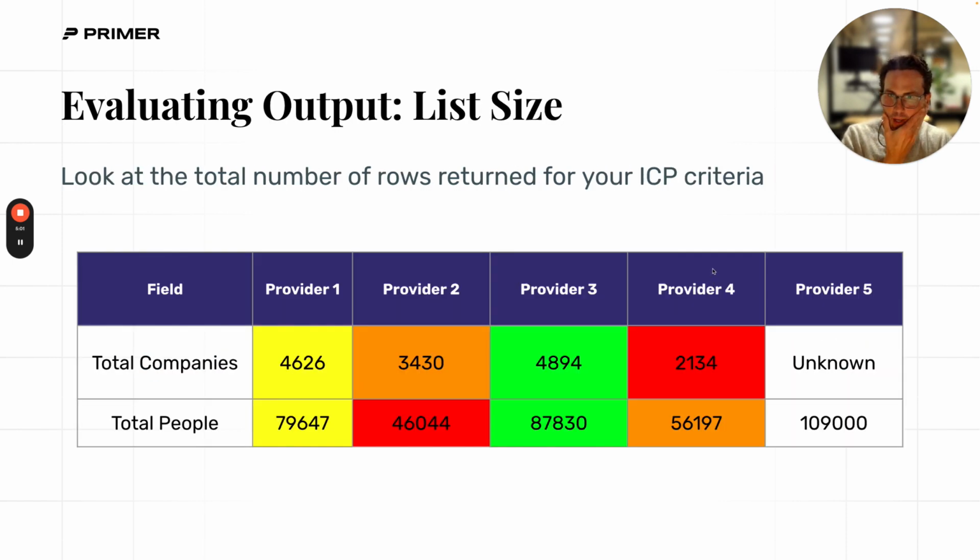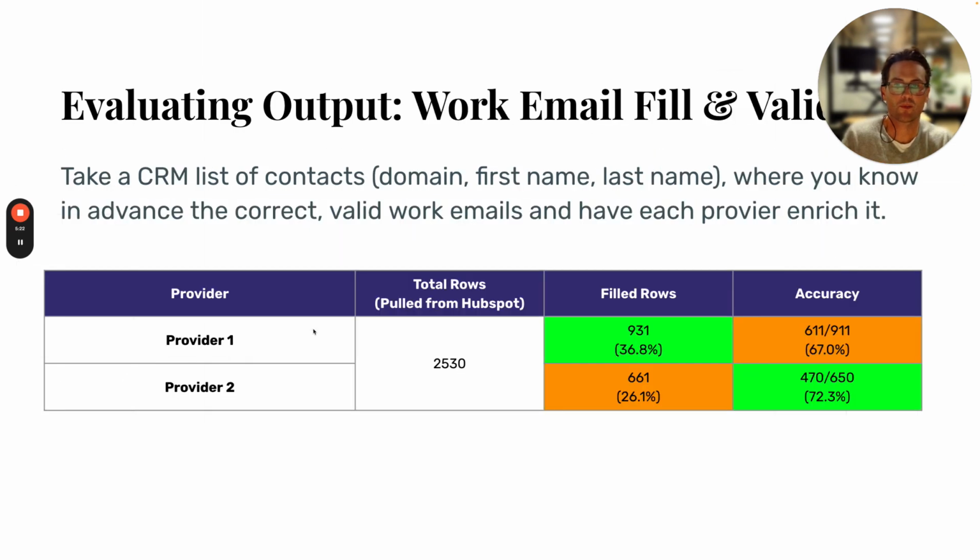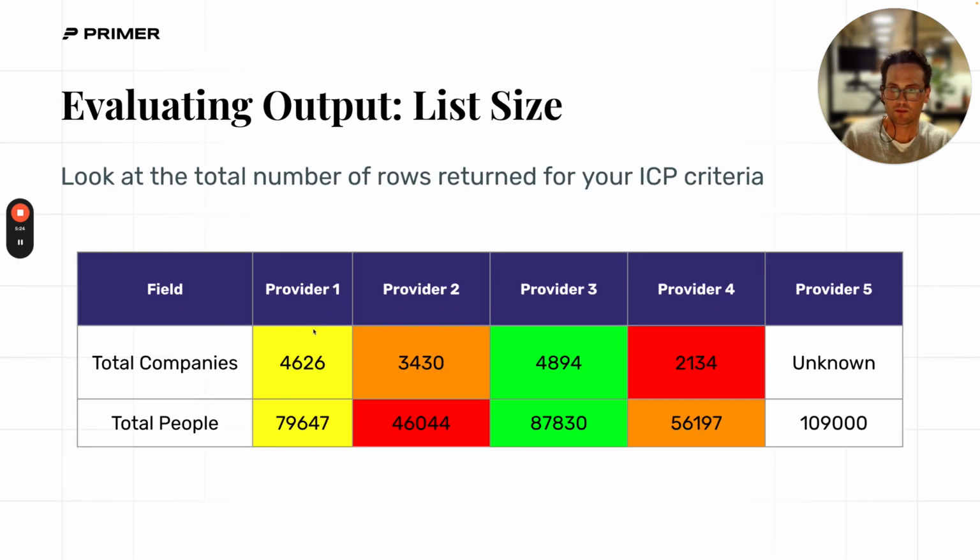Once we get into it, let's talk about evaluating the first criterion, which is size of universe. So this is pretty straightforward. You look at the total number of rows returned for your ICP criteria. And in this case, we see that provider 3 is the winner. Provider 1, which is our current provider, is doing quite well. And then providers 2 and 4 are not doing so great. Provider 5, we'll just forget about them. They were a little bit out of the running for some other reasons, but seemed pretty high.